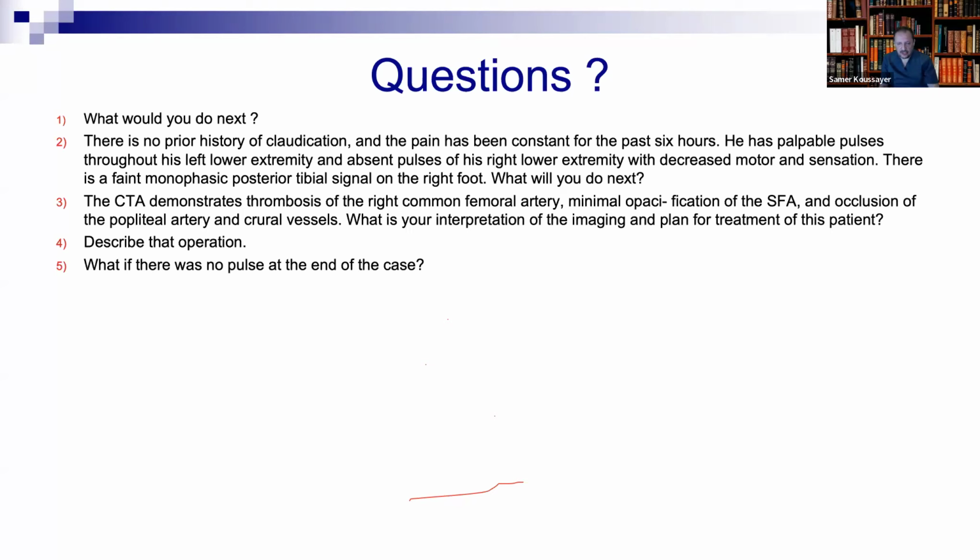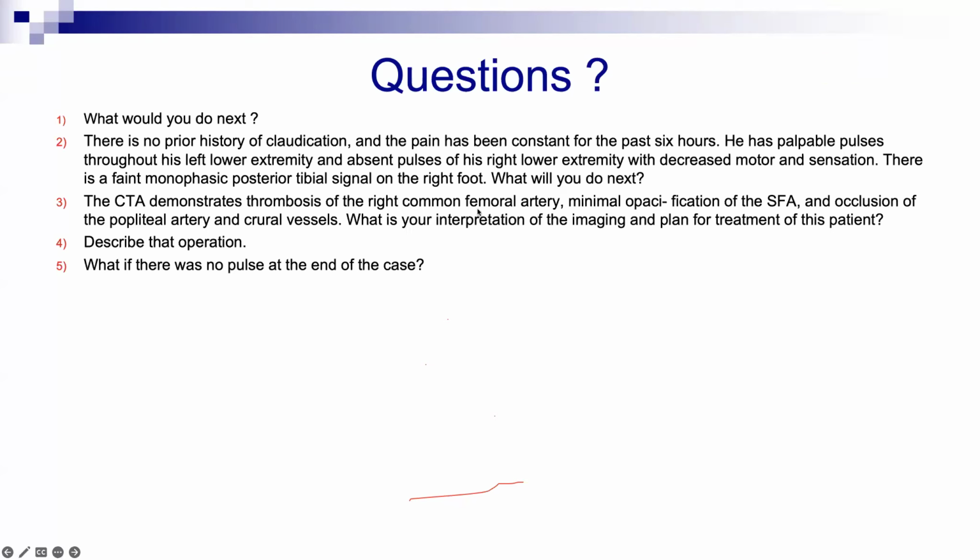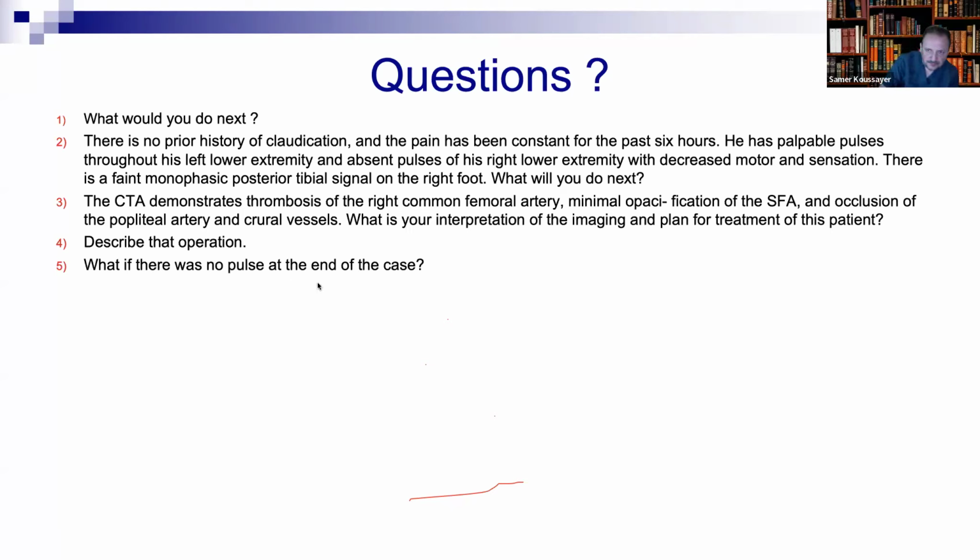But the whole idea, you need to leave the OR with at least Doppler signals in one artery. This is the minimum you need. If you have signals in one of the arteries, this is enough. You can leave the OR. Okay? All right. So you can give some TPA, you can give papaverine, because most of it will be a spasm. Again, normal arteries spasm a lot when you do thrombectomy.